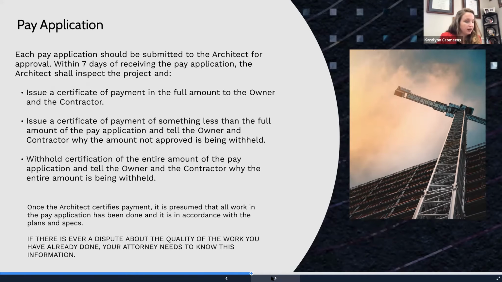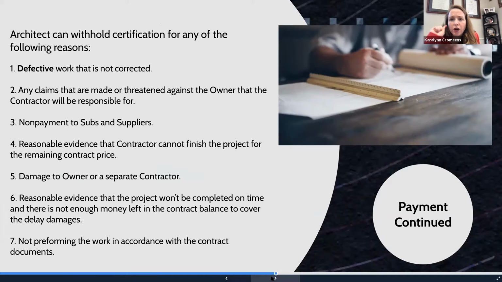Okay. Next slide, which is the reasons why the certification can be withheld. The work has a defect that's not corrected, that is reason number one the architect can withhold certification. Any claims that are.